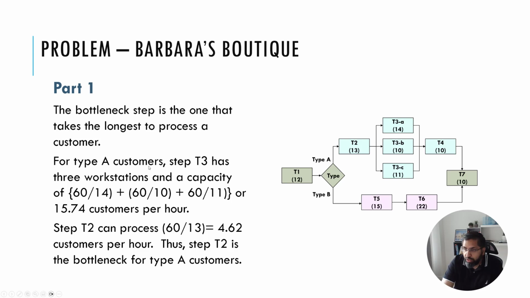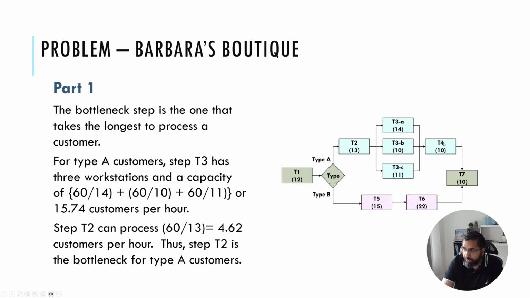Okay. So here we're adding up the capacities for step T3: 60 over 14, that's the capacity of T3A, plus 60 over 10, the capacity of T3B, plus 60 over 11, the capacity of T3C, or 15.74 customers per hour. So that's a very high capacity for step T3.